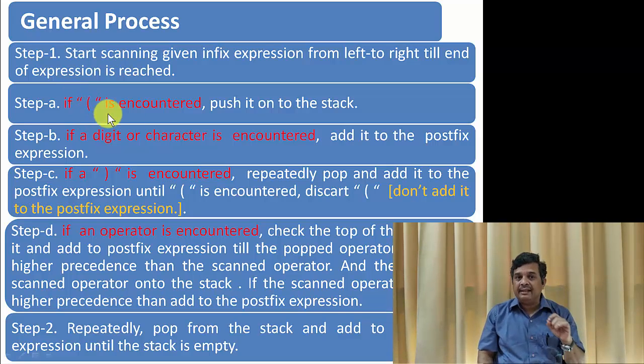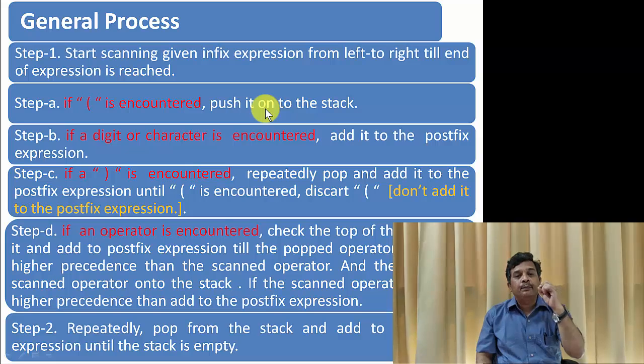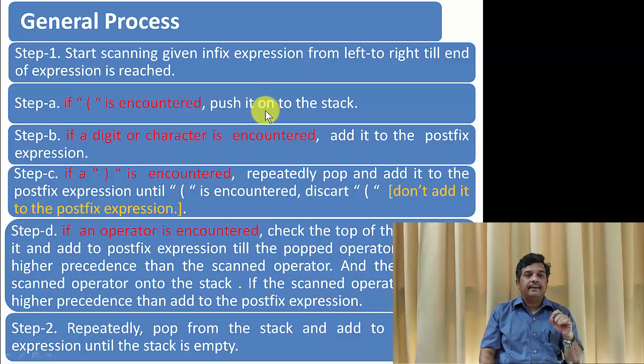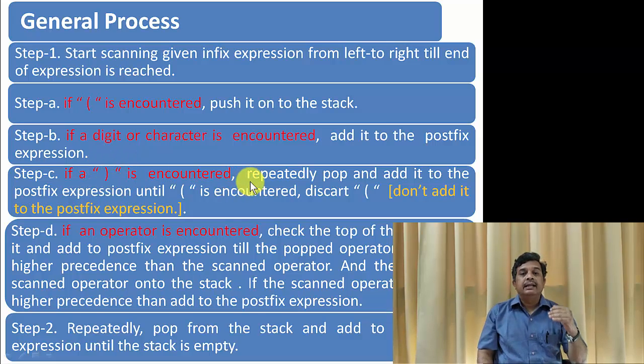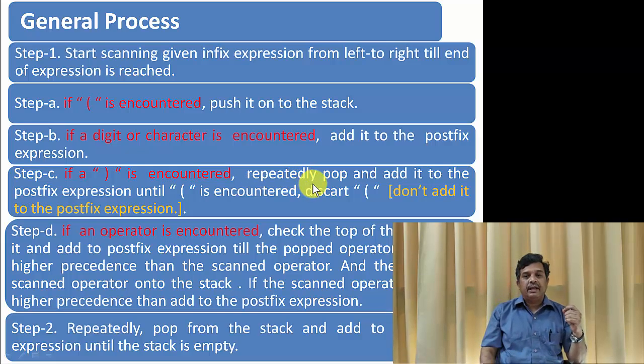If a left parenthesis is encountered, we have to push it onto the stack. If a digit or a character is encountered, then we have to add it to the postfix expression. If a right bracket is encountered, then we repeatedly pop and add to the postfix expression until the left bracket is encountered. And whenever the left bracket is encountered, we discard this bracket.